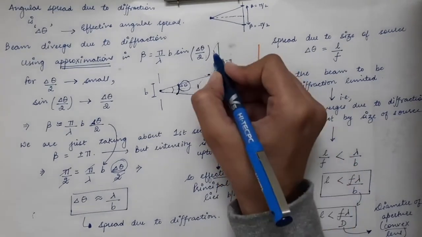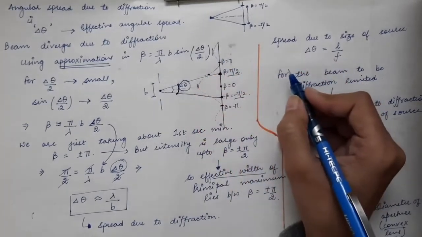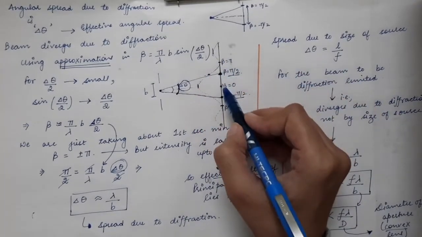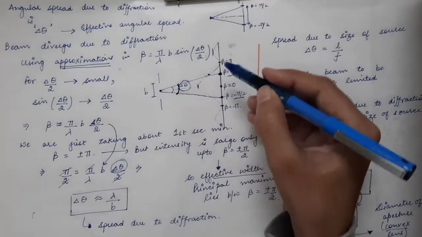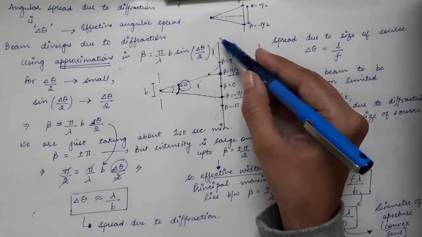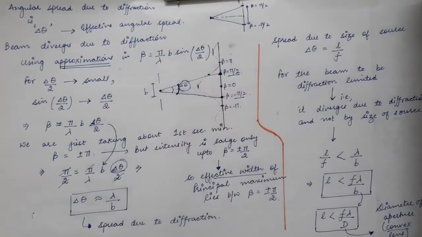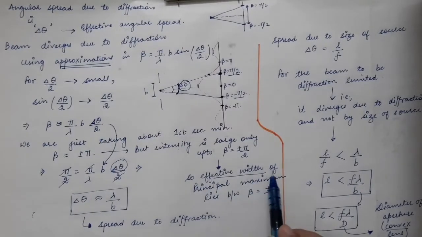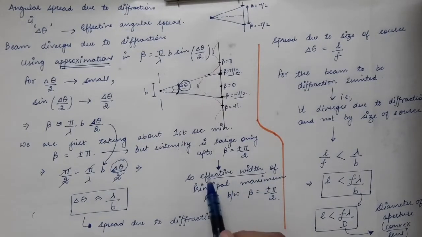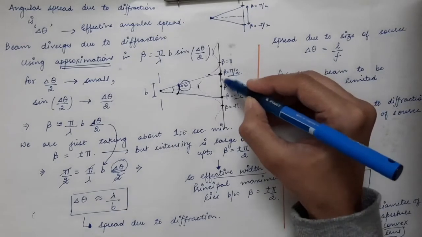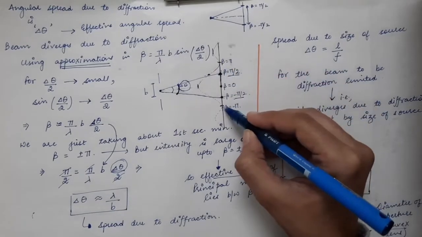As we had seen, the intensity of the first secondary maxima is very less as compared to the intensity at the center. So we can ignore these intensities to find the effective angular spread. So the effective width of the principal maximum. So this is the principal maximum.